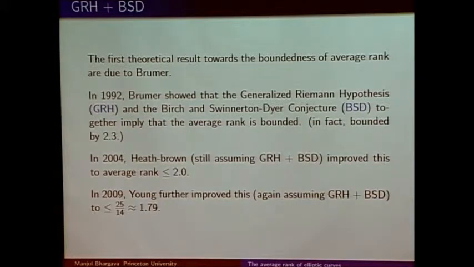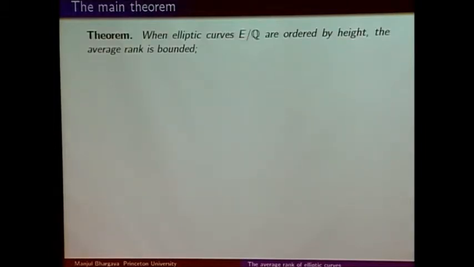So the hope was that, okay, maybe we can take this problem and embed it into one of these parametrization spaces that I was talking about in the last couple of days. And then maybe one could say something unconditional. And so that's the theorem I want to talk about. So the main theorem is that unconditionally, when elliptic curves E over Q are ordered by height, the average rank is bounded.